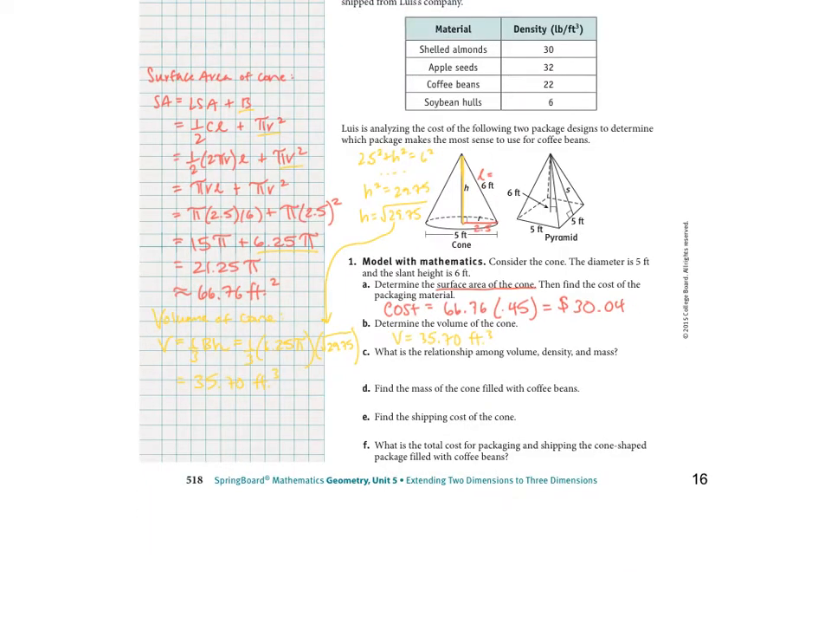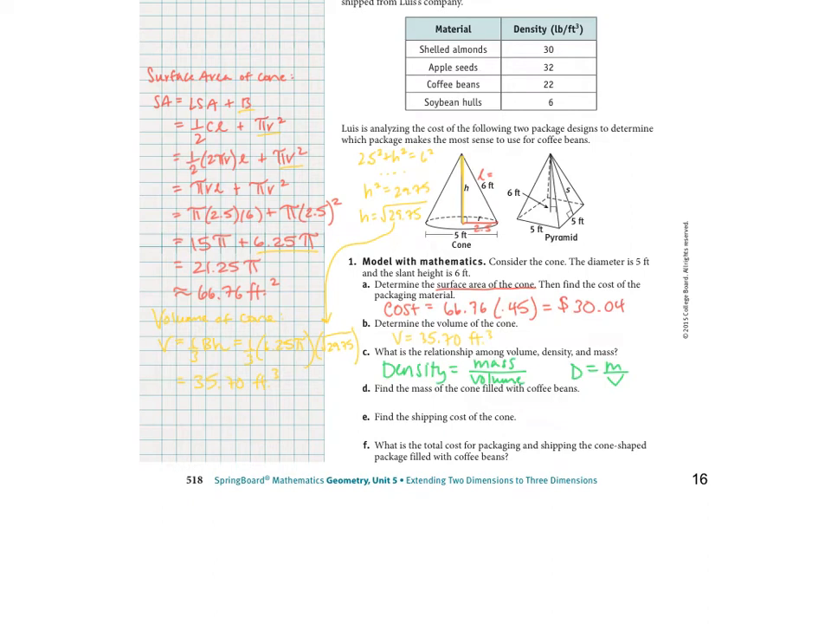Now let's look at part C. It says, what is the relationship among volume, density, and mass? I'm going to help you out with this. We saw this a while back earlier in the year, and maybe you've seen this in your physics class or one of your science classes, but density is going to be equal to whatever our mass is divided by our volume. Some people like to abbreviate it as D equals M divided by V.